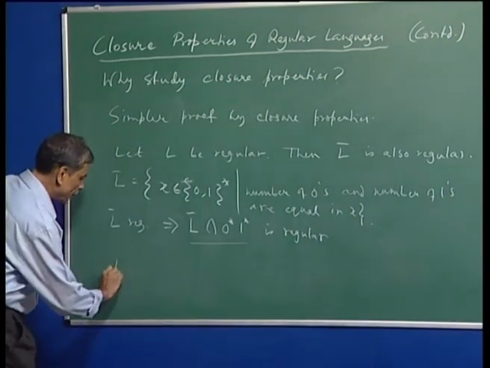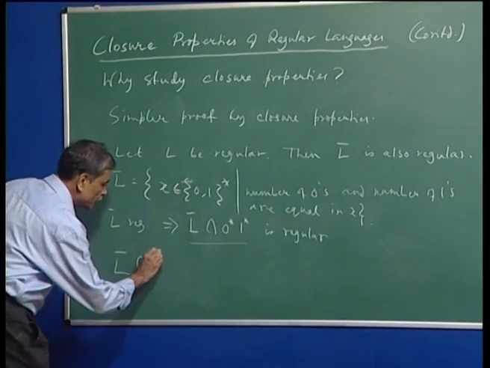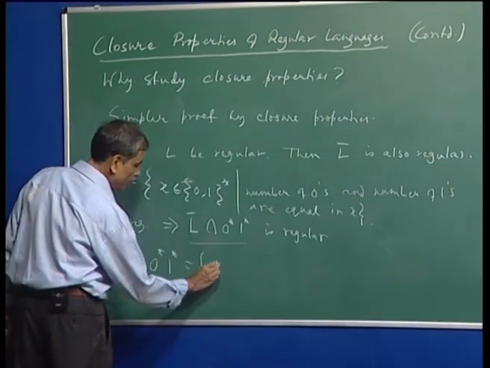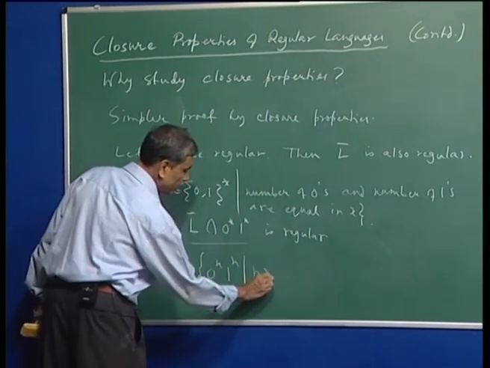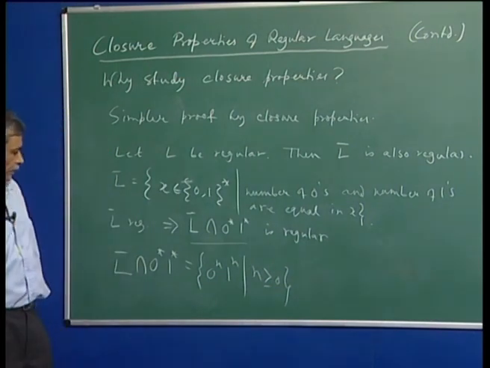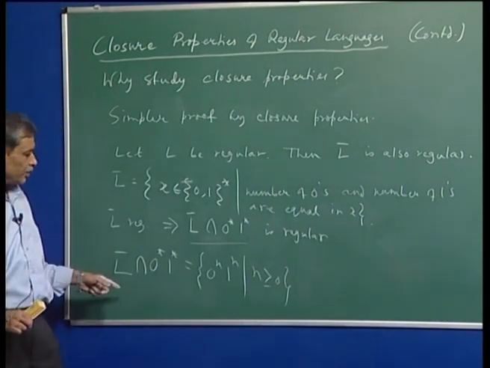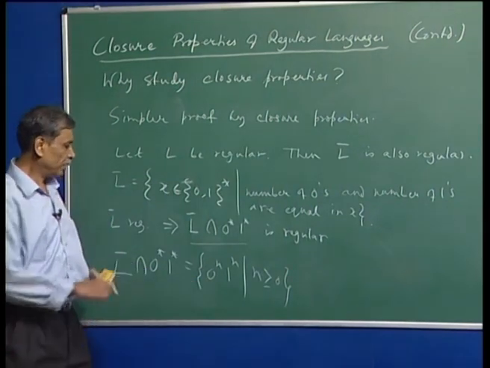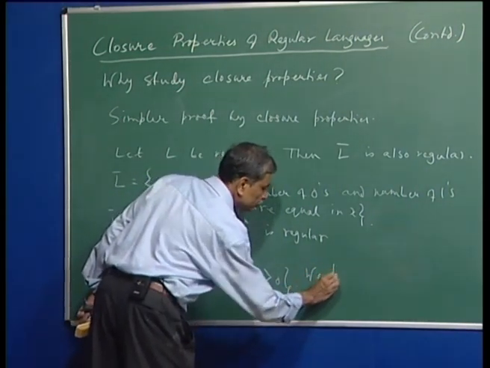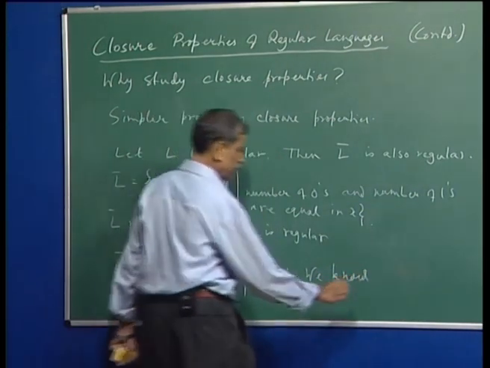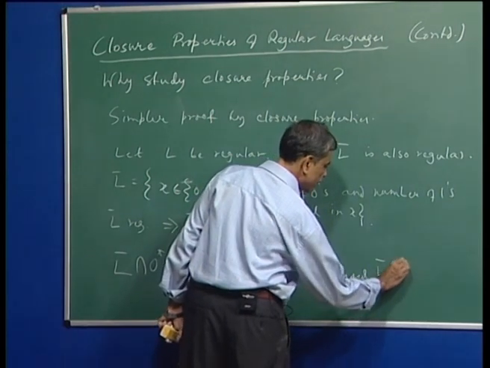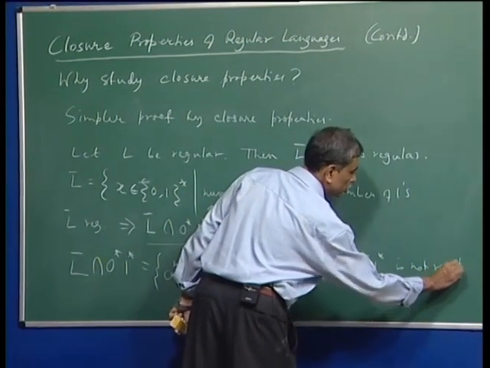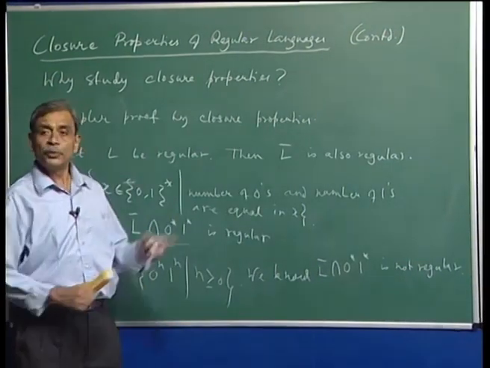But what is this language? L complement intersection 0 star 1 star is nothing but 0 n 1 n, n greater than or equal to 0. Right? And do you see the contradiction? Because this is a very simple language to prove that this is not regular. So I can say we know this language, L complement intersection 0 star 1 star, is not regular, and therefore we have come to a contradiction.